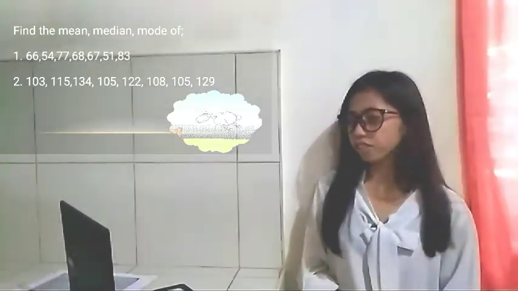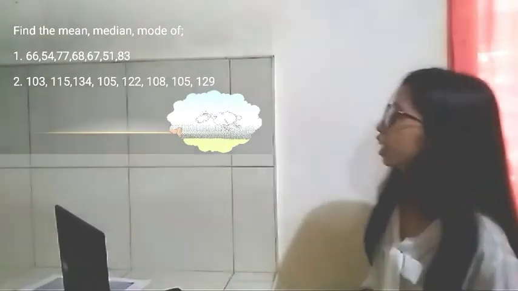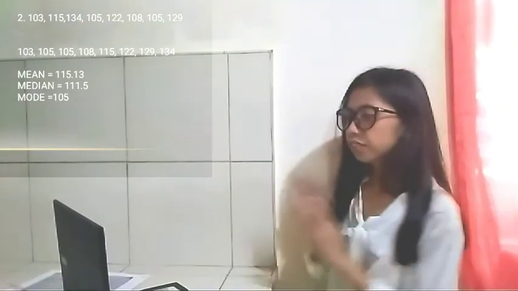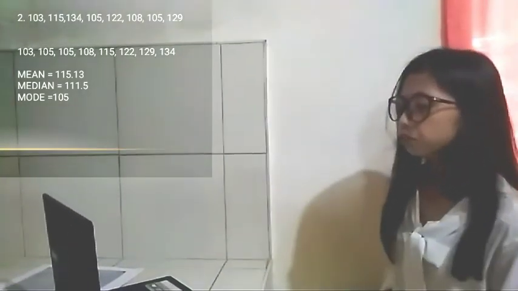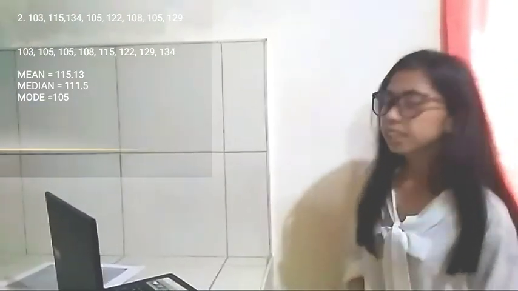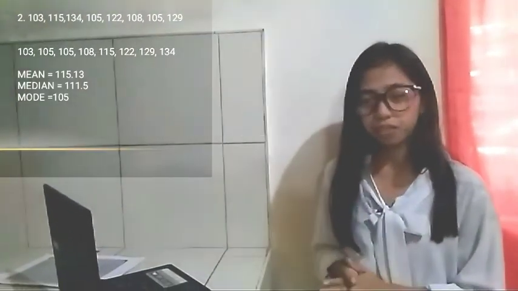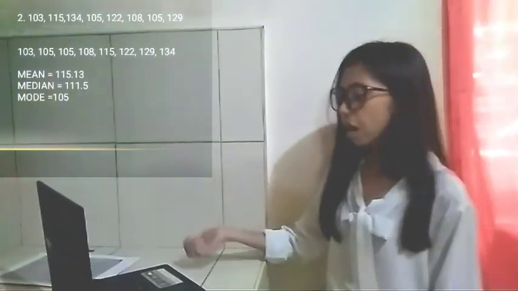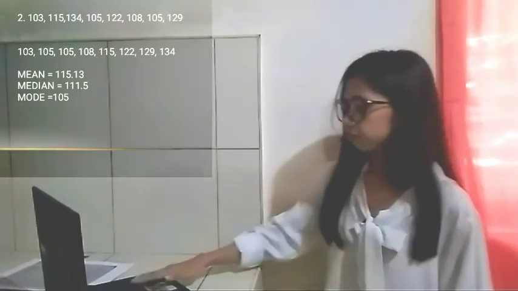So for number 2, Mr. Elmark, I want you to answer it. Thank you, Mr. Elmark. Your answers are correct. So, in the given data for number 2, the mean is 115.13, then the median is 111.5, while the mode is 105, because as you notice, 105 appears twice, while the rest of the numbers appear only once.